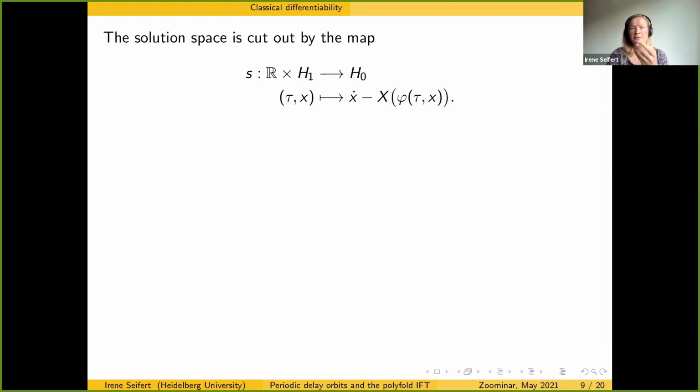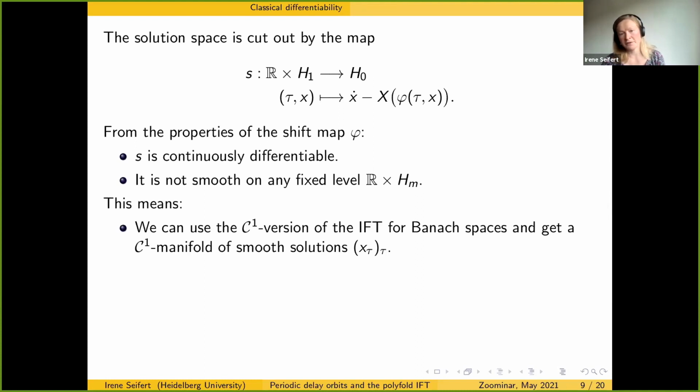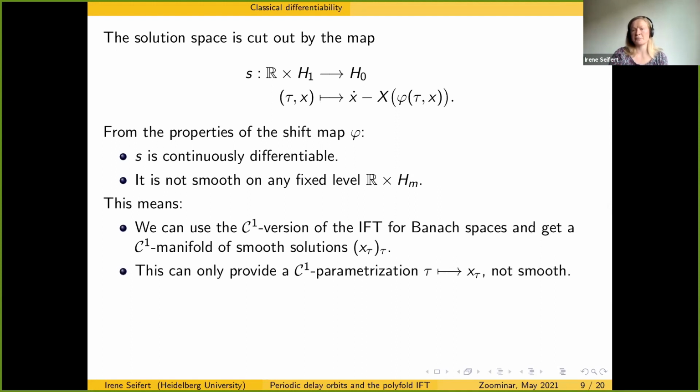So now we can write this map S, which cuts out our solution space, using this map phi. And then we directly see that this map S is continuously differentiable, but it is not smooth on any fixed level R times H^m. So we can use a C1 version of the implicit function theorem for Banach spaces, and this gives us a C1 manifold of smooth solutions. So in particular, the existence of these solutions is done in this way. But this can only provide a C1 parametrization by delay, not a smooth one.